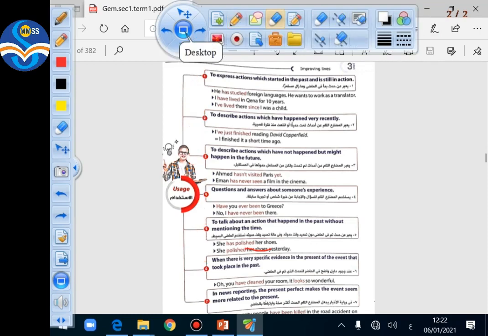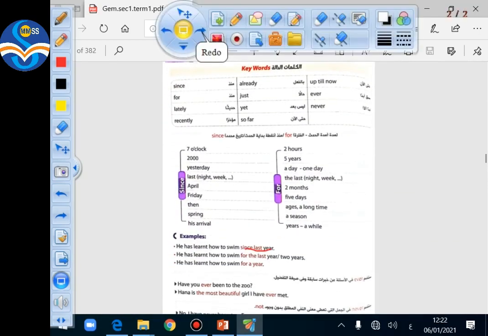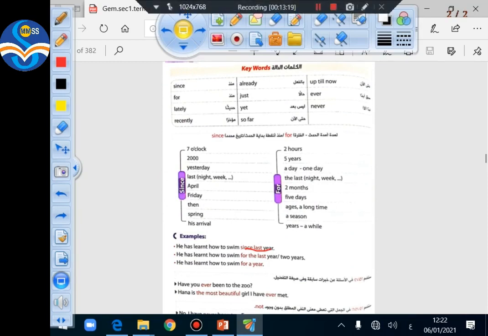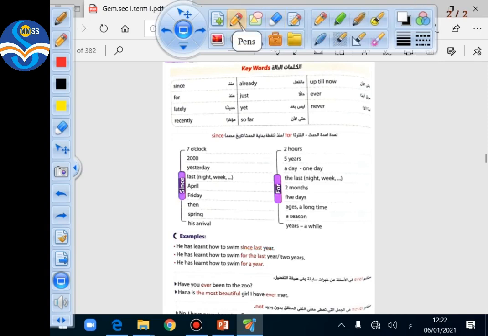Okay, now we're moving to the key words of the present perfect. Of course, each and every tense has its key words in order to be able to solve the question when I have it. So, let's take the keywords of the present perfect. The first one is since. And since comes with a specific time. Like I say, since, for example, 2000. So I'm speaking about the year 2000. That's why I say since.